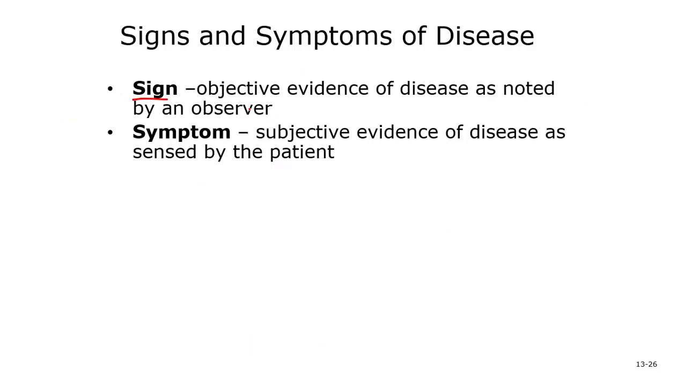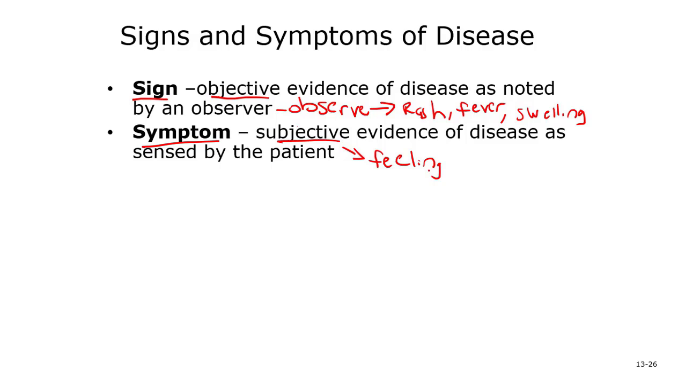A sign is objective evidence of a disease, meaning something that a healthcare worker could observe. It's observable, such as a rash. A fever could be measured with a thermometer. It's observable. Any kind of swelling. A symptom is subjective. This is a feeling that can't be measured by a doctor, but the patient is feeling it. For example, pain, weakness, chills.